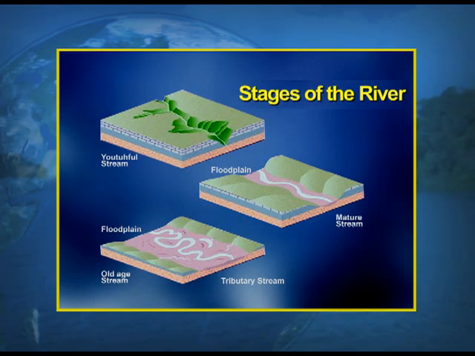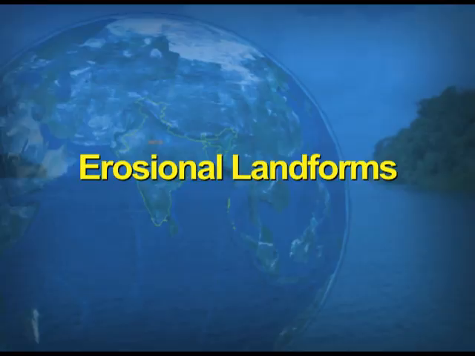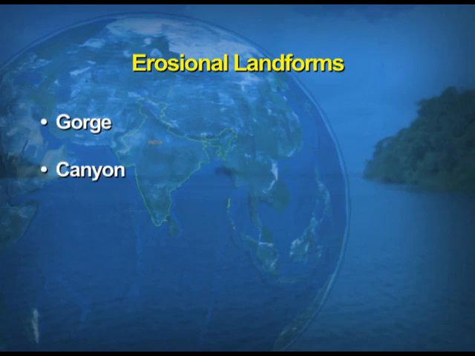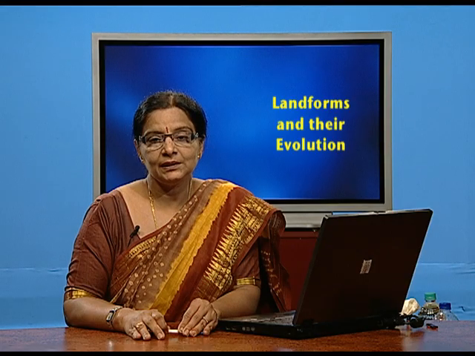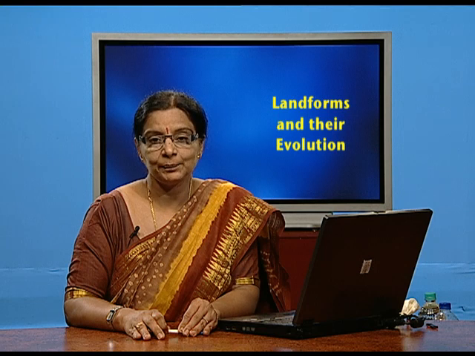Now, if you look at the screen, you can have a view of the three stages of the river, that is the youthful, the maturity, and the old stage of the river. Now, we take up the erosional landforms which are formed by the river: gorge, canyon, V-shaped valley, and waterfalls. We will be discussing these features separately.